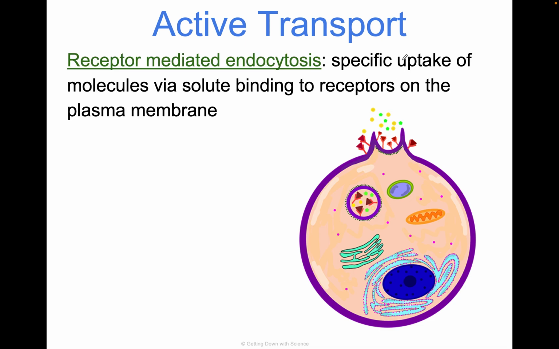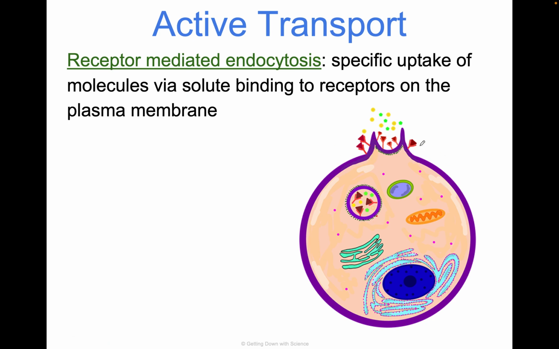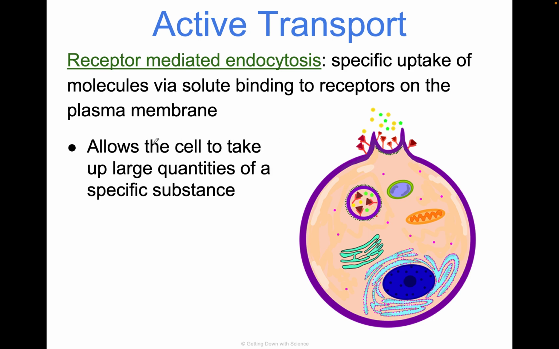Receptor-mediated endocytosis is essentially the same thing, except we need to make sure there's a lock and a key, right? So it's a specific uptake of molecules with the solute binding to the receptors in the plasma membrane. So you've got all these receptors on your plasma membrane. These might be glycoproteins. These might be glycolipids. These might just be peripheral proteins, right? There's a number of things that could be these receptor molecules. Pseudopodia comes up, so it allows the cell to take up large quantities of a specific substance.